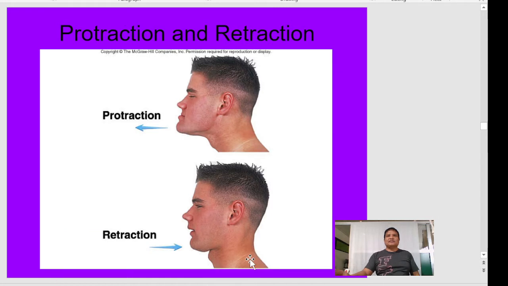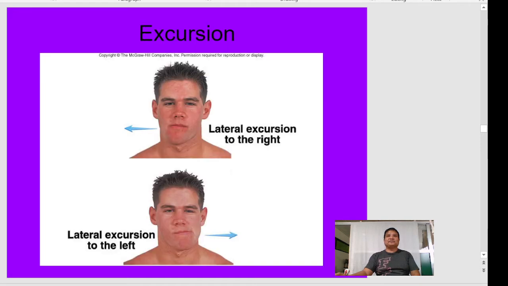And you have here protraction, so you move forward. When you move it back, that is retraction. This applies to the TMJ joint too. When it moves forward, that is protract, protrude. Then when it comes back, that is retract. Then lateral excursion, like this, to the left and to the right.